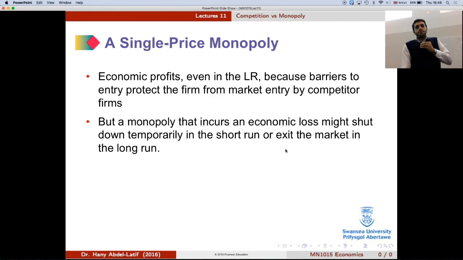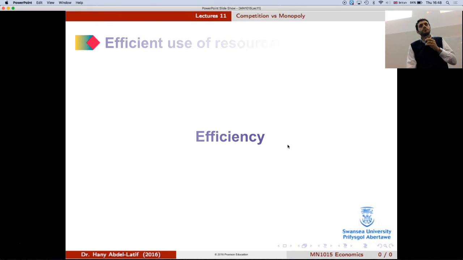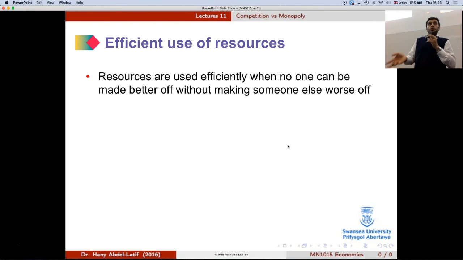Okay, so let's move to efficiency now, the last point in this lecture. We want to compare the performance of perfect competition against monopoly. We know from before that resources are limited and we need to be efficient when we use them. Resources are used efficiently when no one can be made better off without making someone else worse off. This is something hopefully we know from before.